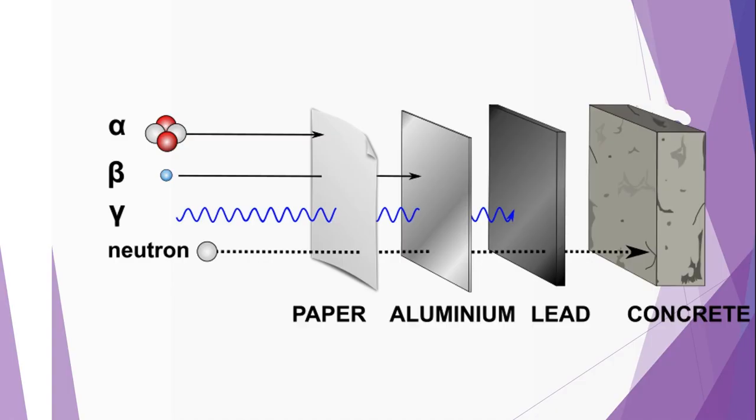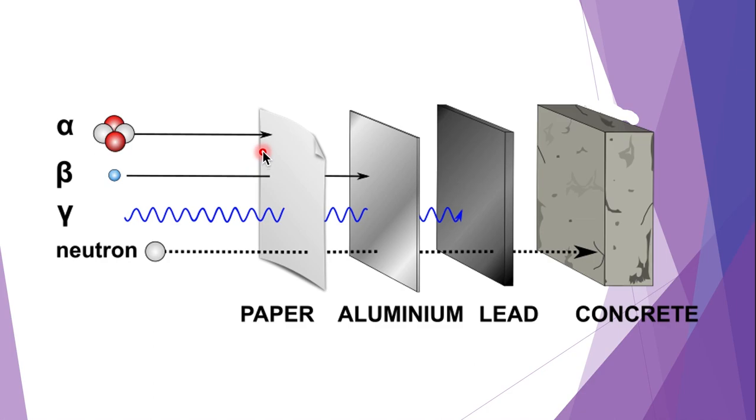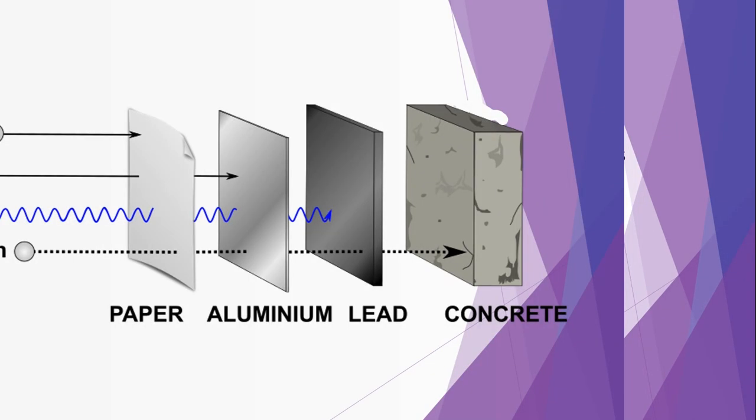So here you can see an alpha particle. It gets absorbed by this thin sheet of paper. The beta particle penetrates through the paper but gets absorbed by the aluminium, the light metal. Gamma rays penetrate through paper as well as aluminium, but they get absorbed by lead. Then we have neutrons. They can travel through lead as well, but they get absorbed by concrete. So in the end, nothing can pass through concrete, any kind of radiation. So these were the penetrating powers of these radiation. Alpha has the least penetrating power and gamma has the most. So this was very simple.